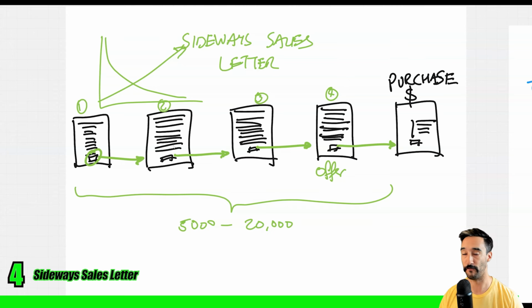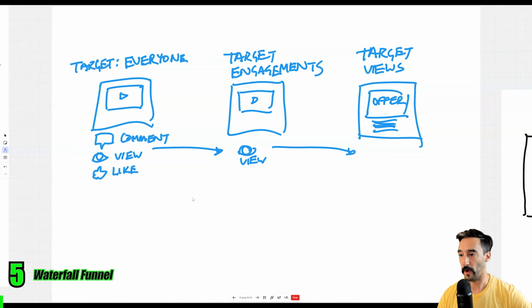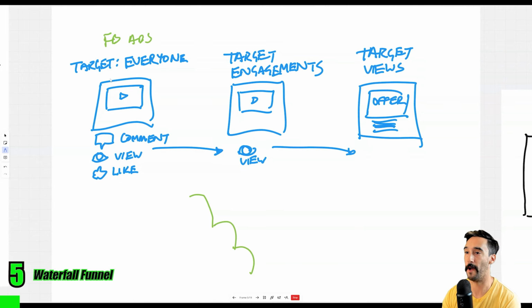And by the time they reach the fourth or fifth page, they're having an offer made to them. Number 5 is what we call a waterfall funnel, and I'll show you why. Basically, we create some Facebook ads and we create a post, a video, or some content that's quite specific and talks about a very specific topic, but we target everyone.